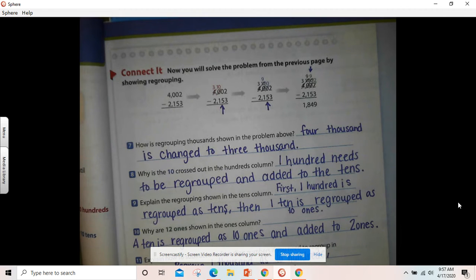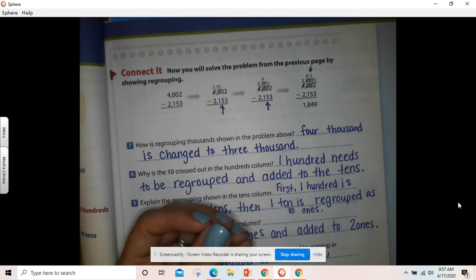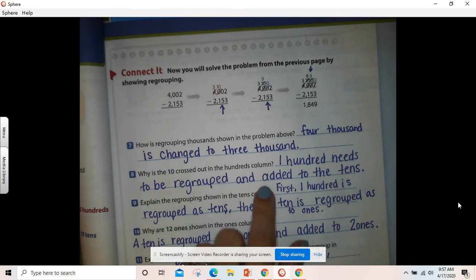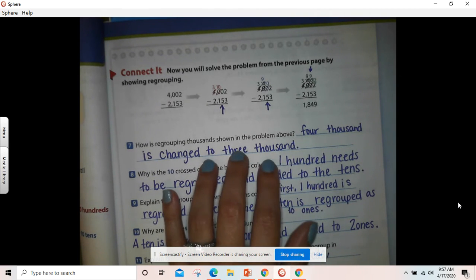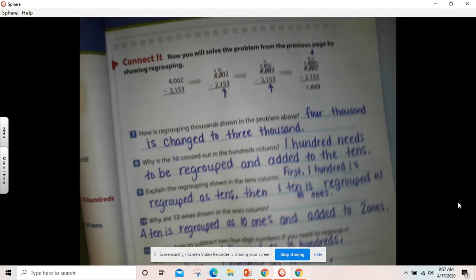Now, if you are looking right now and you have not used your place value vocabulary and your regrouping words to explain these, I want you to pause again. I want you to try number 9, 10, and 11 before we go on. Okay. If you have and you want to keep going, let's check how you did.